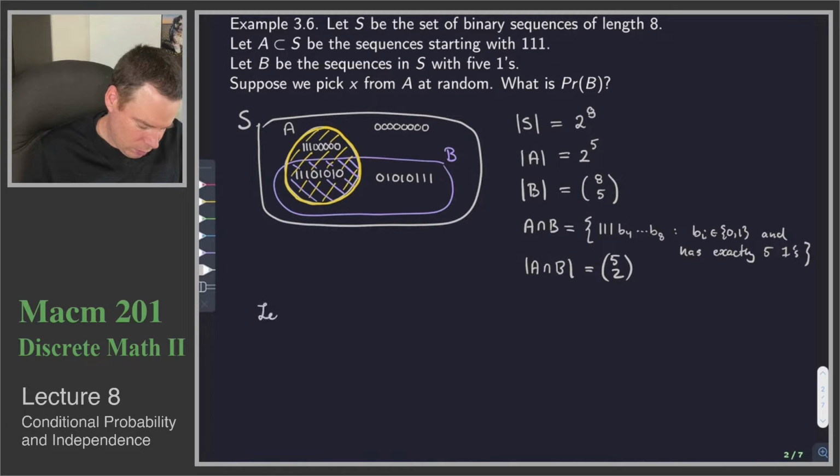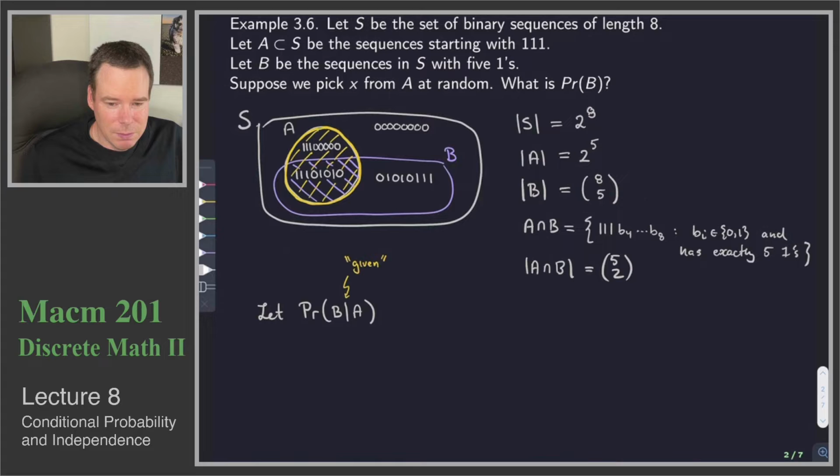And now a little bit of notation. We'll let PR of B with a vertical bar A, and that vertical bar we can read as given. So the way we'll read this is the probability of B given A. In other words, the probability that our outcome is in B, given that we already know it's in A. This is what we're interested in.